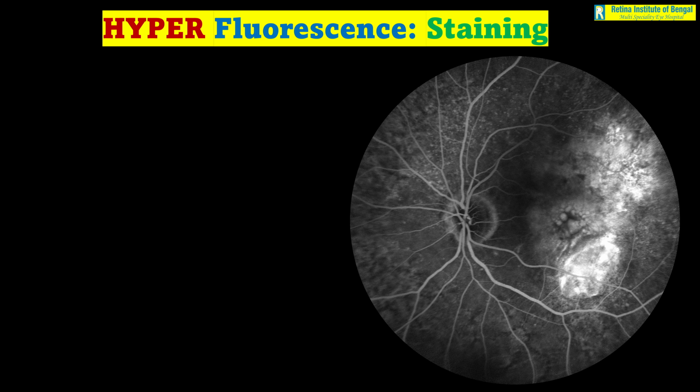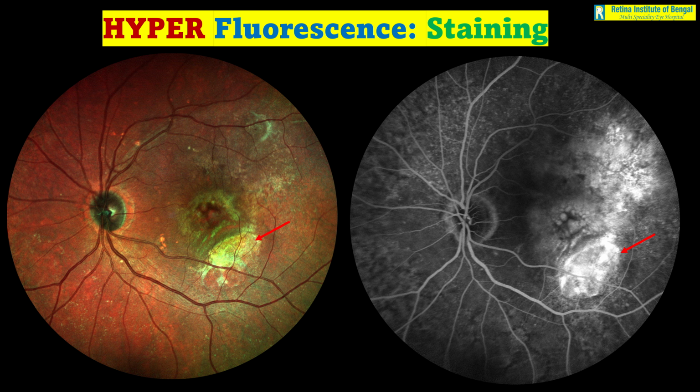And the fourth type of hyperfluorescence is what we call staining. For example, in this case of a CNVM, just look at this area alone, which looks like a scar. Now here, in staining, you will have a slight increase in the hyperfluorescence, but the intensity will not be as intense as in a window defect.